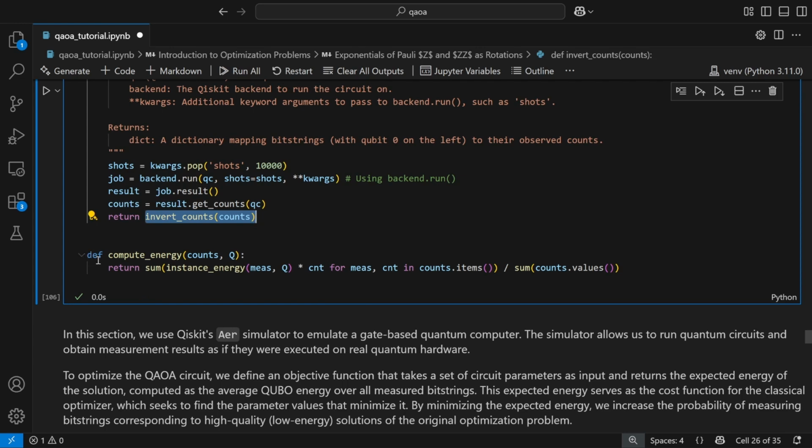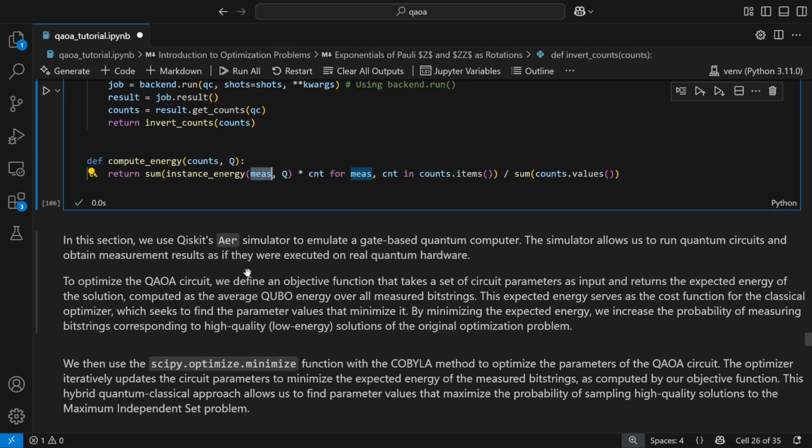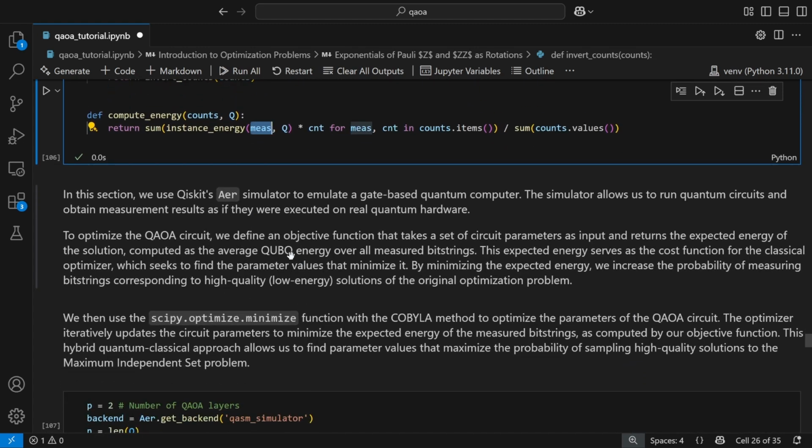We also compute the energy. The energy for this counts dictionary is basically the weighted average of the energy of each instance as determined by the bit string that is returned. Here I assume that you're familiar with Qiskit already. We're going to use the Aer simulator. Aer simulator is moved to a separate library. It's not part of Qiskit itself.